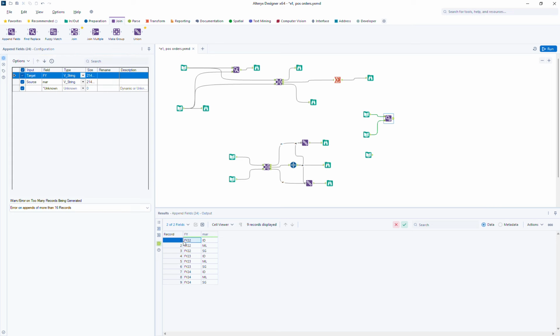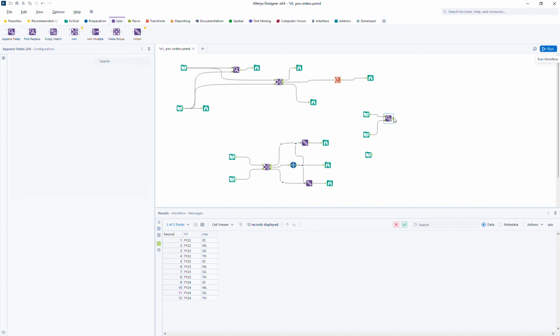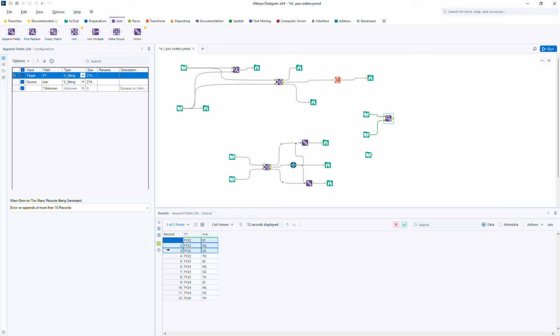FY22 is combined with all the countries, and 2023 is the same thing. If you add one more row in here, for example Thailand, each FY will be combined with four countries at the same time. You can see here, FY22 is now combined with four, and the others are the same thing. Okay.